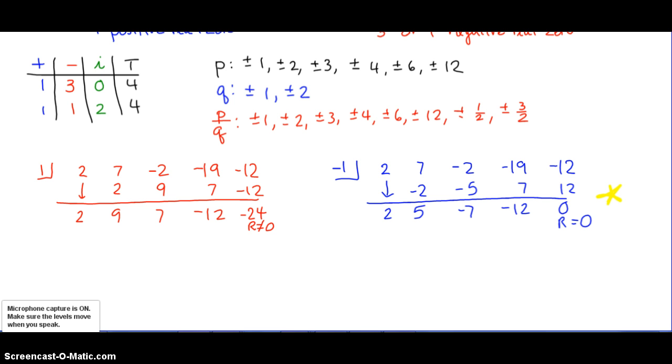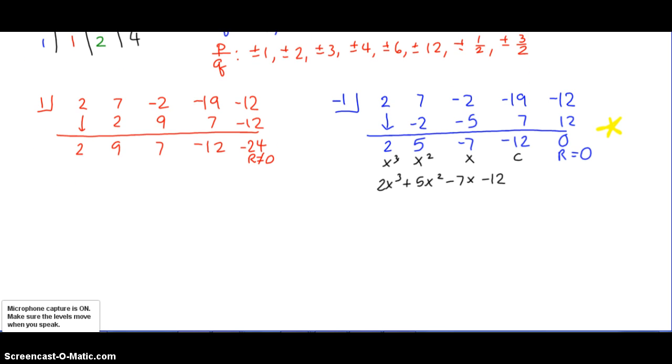So we're very happy about that. And what we're going to do is create the depressed polynomial so that we can use it in the next round of synthetic division. We ended up with 2x cubed plus 5x squared minus 7x minus 12. And that's what we're going to use for the set of coefficients in the next round.